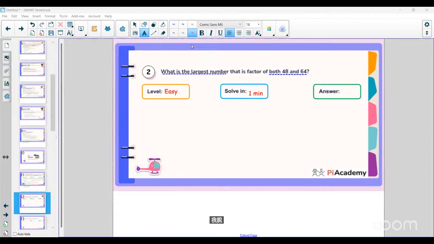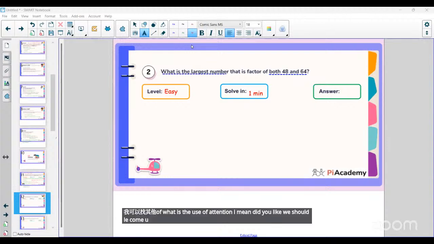Okay, so Akshita, your question about the use of HCF and LCM in daily life will surely come up when we see some of the word problems.